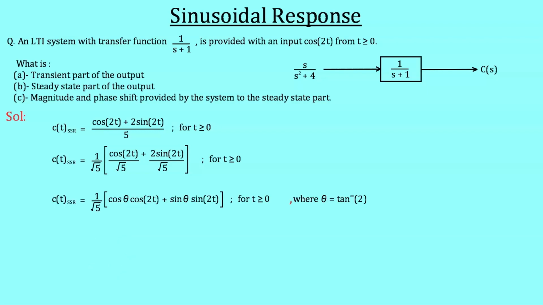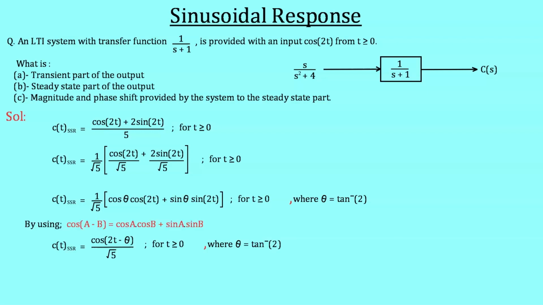Well, anyways, the steady state response can be written like 1 divided by root 5 into cos theta multiplied by cos 2t plus sin theta multiplied by sin 2t. Here theta is equal to tan inverse of 2. Now we have to use a very simple trigonometric identity, which is cos(a minus b) equal to cos a cos b plus sin a sin b. This is the reason why I have considered cos theta equal to 1 by root 5.